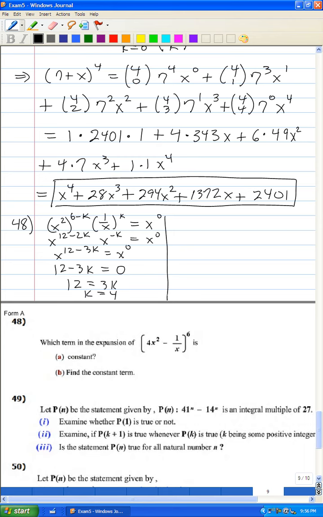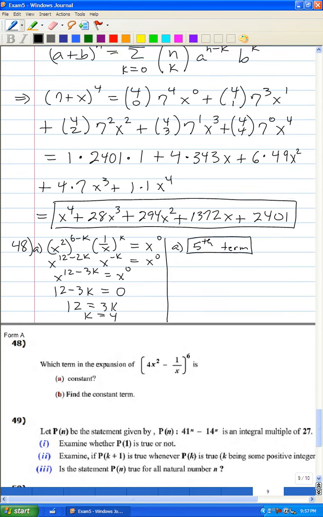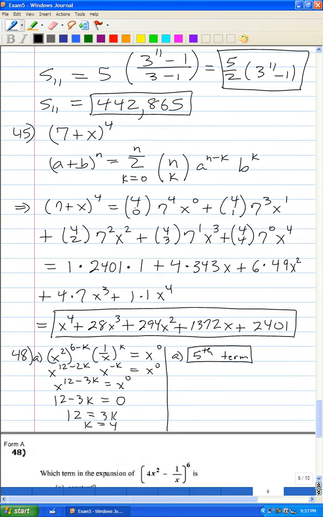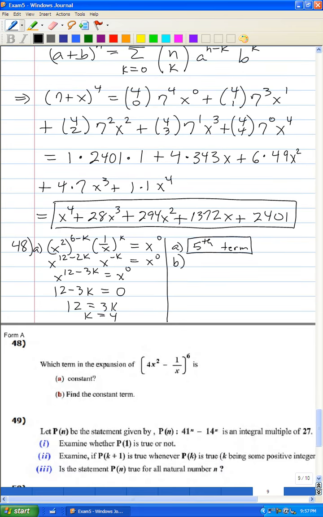Okay, so good. And so for part A, which term is a constant? Well, the fifth term. Since, if you notice here, we start counting at 0. So if k is 4, then it's the first, second, third, fourth, fifth term. So let's actually find the constant term.